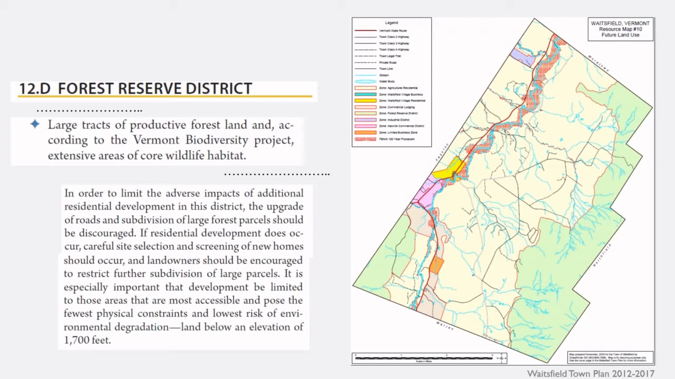So as mentioned before, here's a community where they've had some of that local information, that local inventory, and they're using that to help inform their plan for the future of their town. The Waitsfield plan also talks about the compatible uses that would be allowed within that forest reserve area, and that information is also included on the screen. They've identified that within the forest reserve district, in order to limit the adverse impacts of additional residential development, the upgrade of roads and subdivisions of large forest parcels should be discouraged. So they're really able to identify what types of uses are compatible within that district to ensure that it ultimately serves the purpose or goal that they intended.